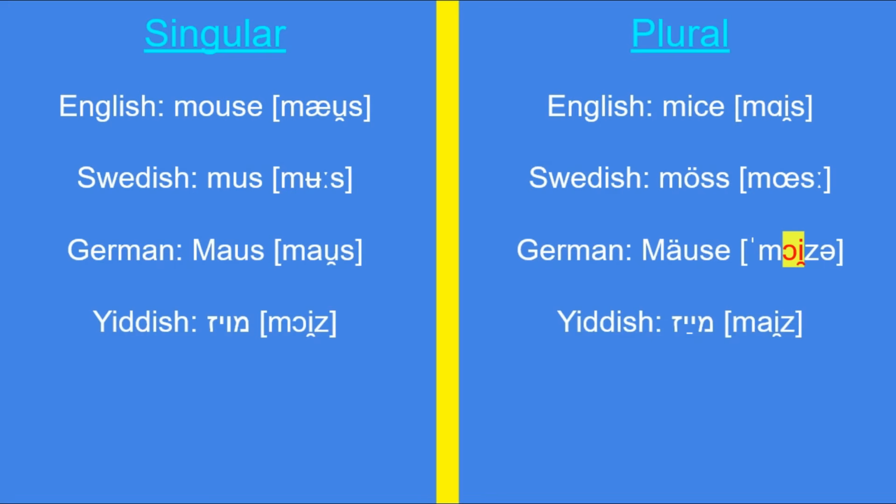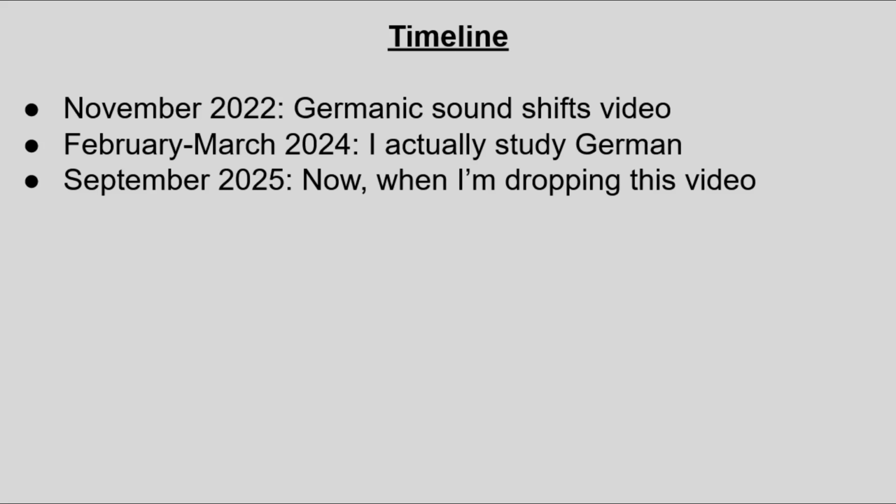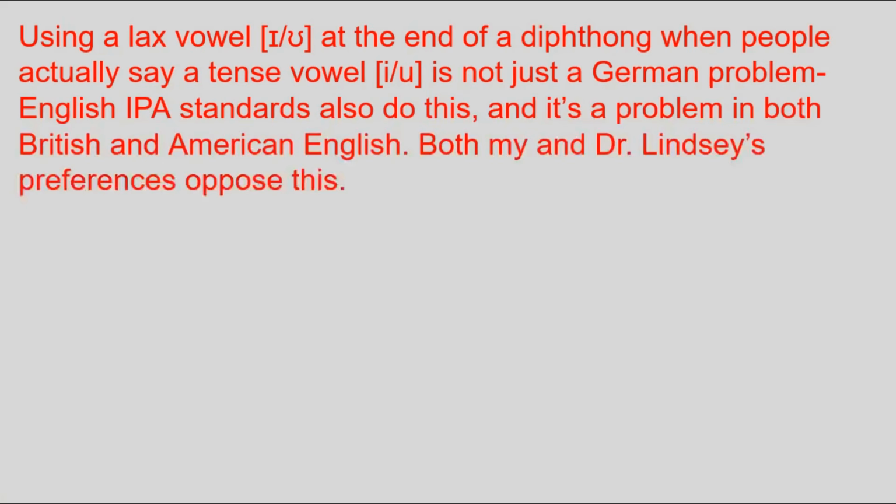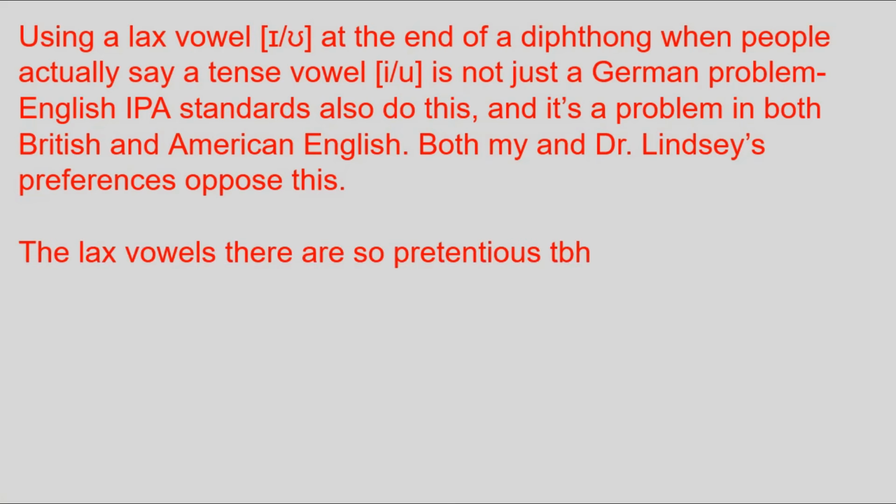The IPA was completely wrong, and now I know that because I actually did study German in 2024. Interestingly, English transcribers also sometimes do the inaccurate posh thing of putting a lax vowel at the end of a diphthong where a tense vowel actually goes, like in "I", which sometimes gets transcribed with a lax vowel. I think it's a bit pretentious to do that, and as with this whole section, IPA standards need to either update themselves or just go away.